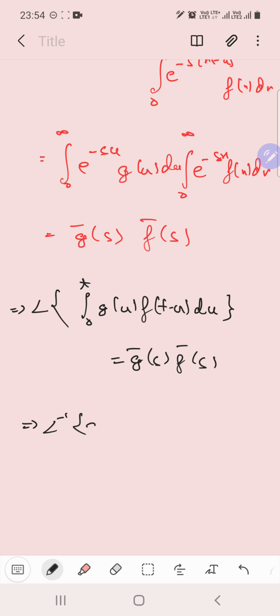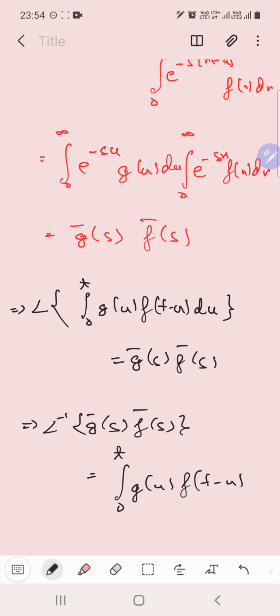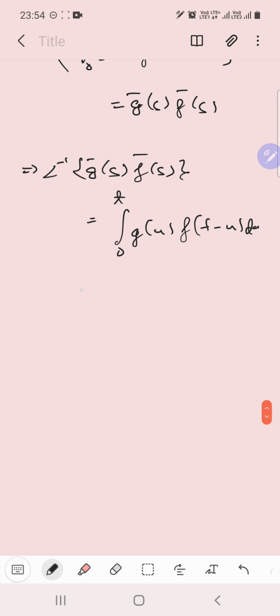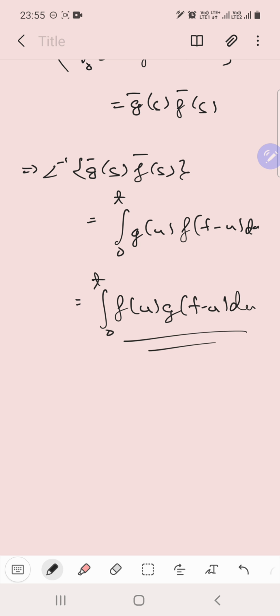Basically the Laplace inverse of g bar s times f bar s is equal to integration 0 to t g(u) f(t minus u) du. Substituting u by t minus u, you get integration 0 to t f(u) g(t minus u) du, and that is what you have under the convolution theorem. Got it, guys? So this was all about the convolution theorem.